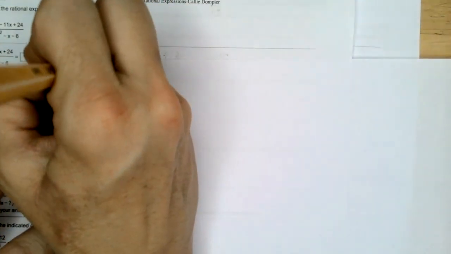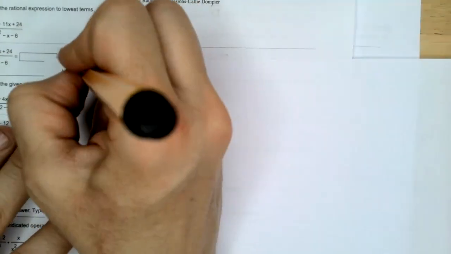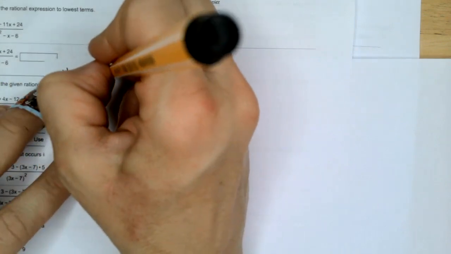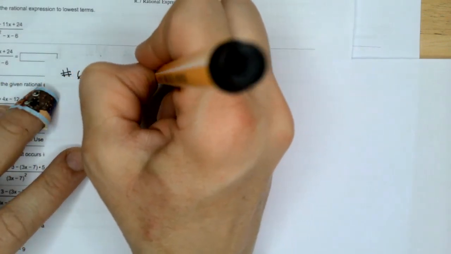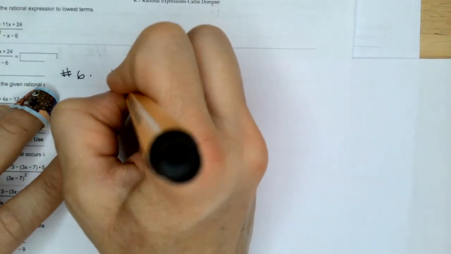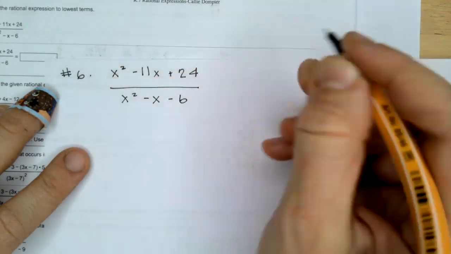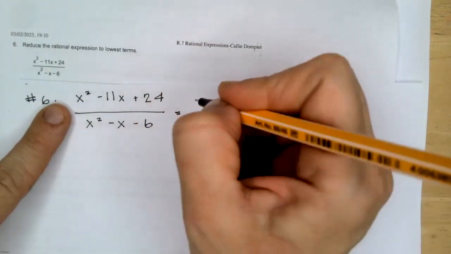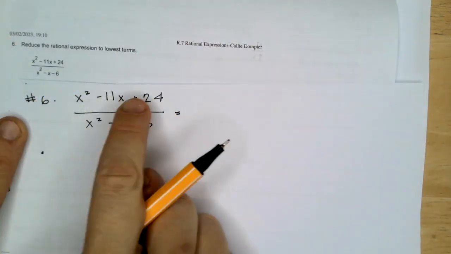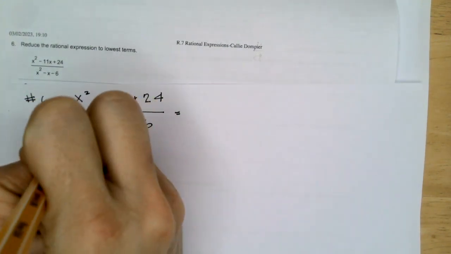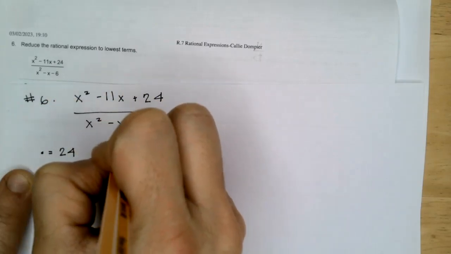Number 6 says reduce the rational expression to lowest terms. Number 6: x squared minus 11x plus 24 over x squared minus x minus 6. Look at it, make sure there's nothing you can factor out. If there's not, we want to put it into two binomials, right? So we need two terms that will multiply to equal 24 and add to equal negative 11.